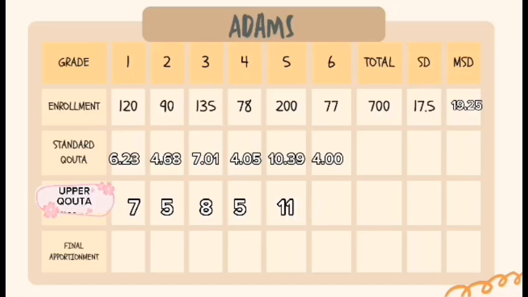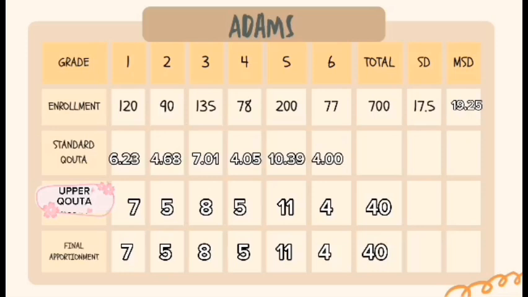magiging 11. So, itong 4 is walang 2 decimal places kasi nasa 0, 0. Yan siya. So, magiging 4 yan siya. So, kung ito-total mo rin yung upper quota na nakuha natin is mag-i-equal yan siya sa 40. So, yan. Magpa-final apportionment ka na. Ika-copy mo lang yung 7, 5, 8, 5, 11, and 4. Kasi nag-equal yan siya sa 40. So, yan na yung final apportionment natin sa Adams method.